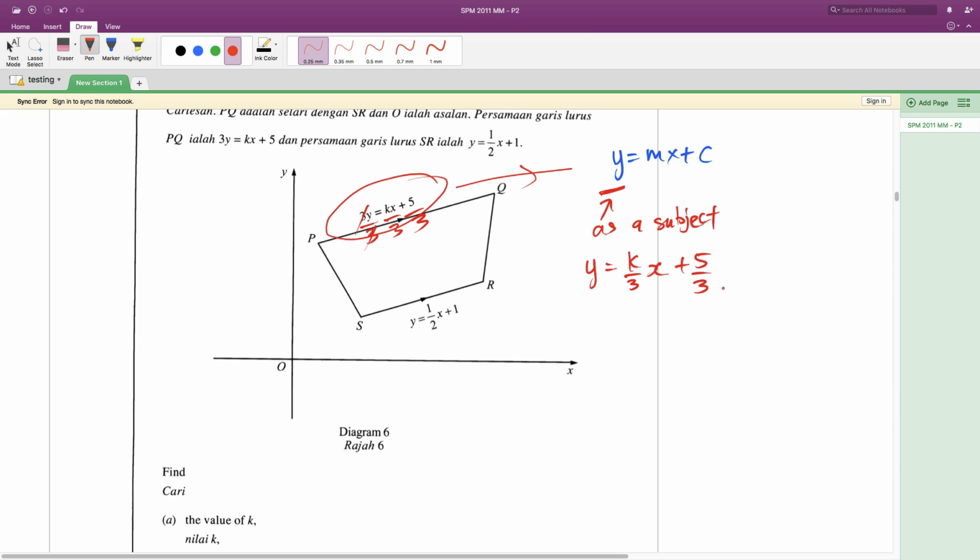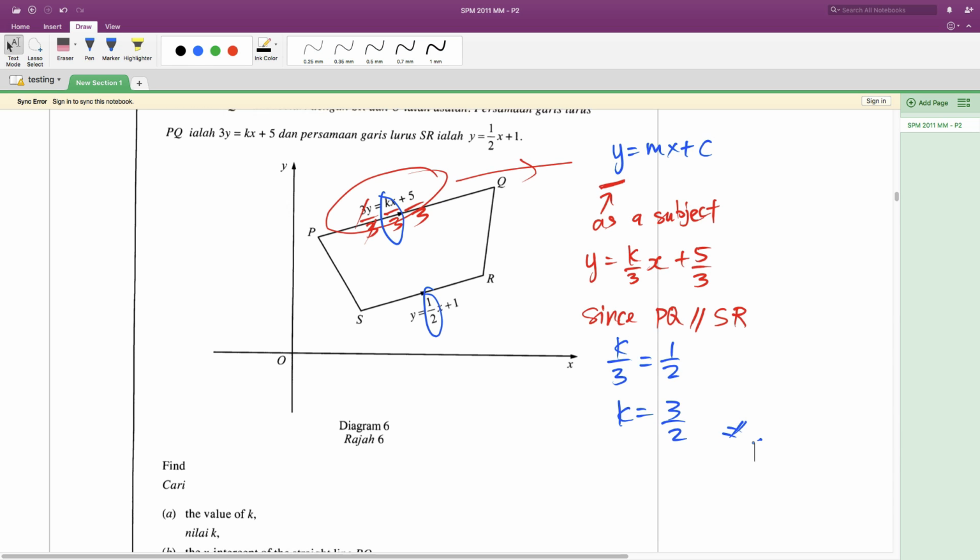Alright. Then what I do next is, since I know they are parallel, since PQ is parallel with SR, then I know they should have the same gradient. That means the k over 3 needs to equal 1 over 2. Then we say k over 3 equals 1 over 2. Then k is just equal to 3 over 2. I think for this part you will get 2 to 3 marks.